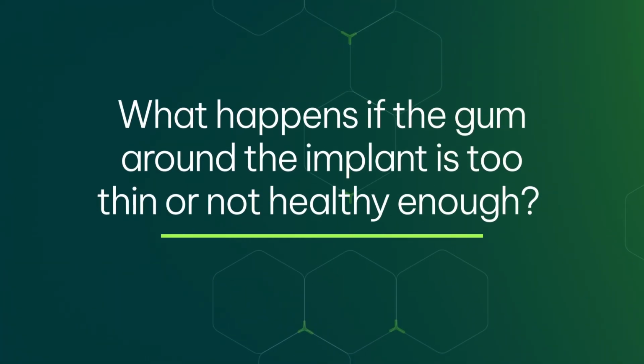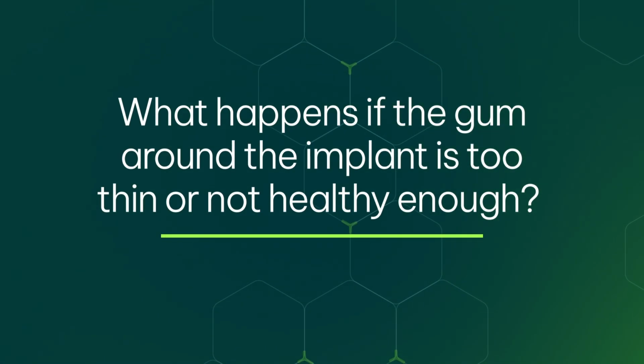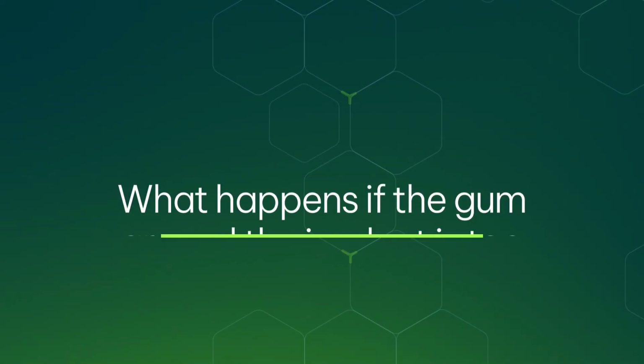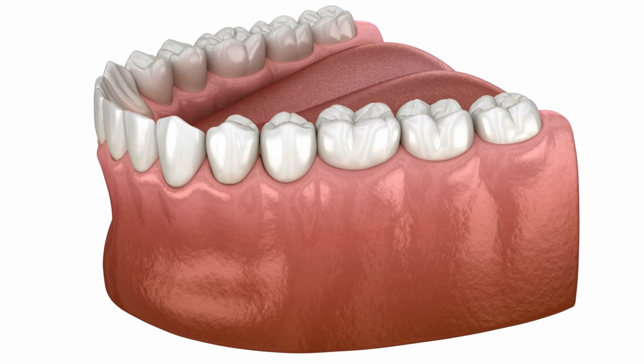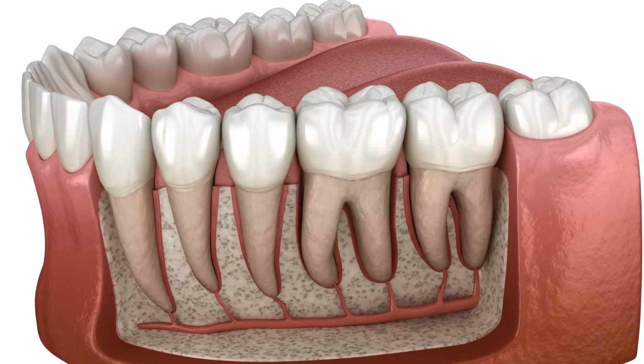The gum around the implant is a great question because the gum is one of the most important variables that we have to take care of when we place an implant. The gum has to have a very nice thick layer of keratinized tissue. That's the gum around the teeth. That should be around the implant as well.